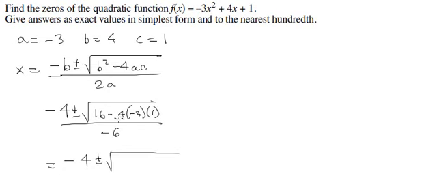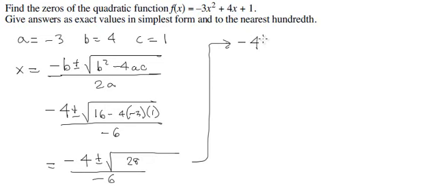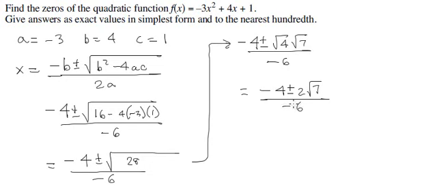There we go. Okay. -4 times -3 is 12. 16 plus 12 is 28. And it's all over -6. Back up to the top. It says minus 4, plus or minus. Now, root 28 you can write as root 4 root 7. So it is -4 plus or minus 2 root 7, all over -6.